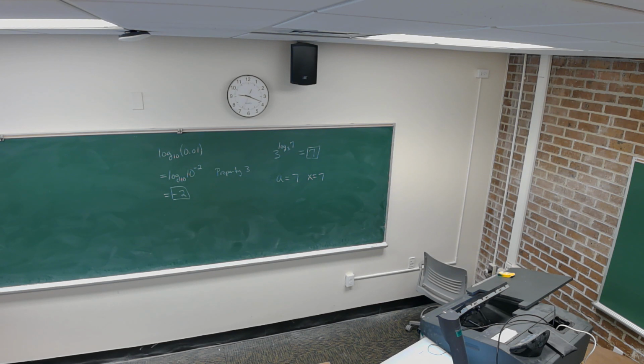So remember, from the top of your page, if x is equal to a to the y, then y is equal to log base a of x. So this is an exponential. A is the base, right? We did this yesterday. Y is the exponent. And then x is the value of the exponential.